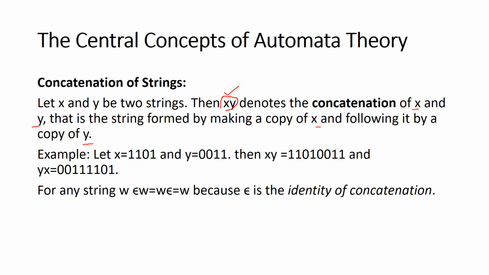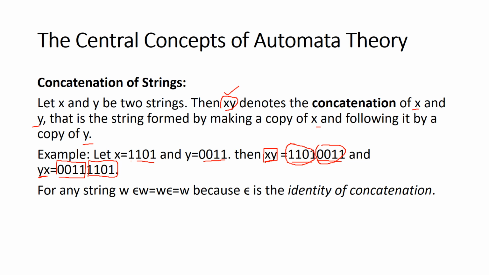So let us look at a few examples. Let x be equal to 1101 and y be equal to 0011. Then xy is equal to 11010011. So a copy of x, which is 1101, is followed by a copy of y, 0011, and this is called xy, which is the concatenation of strings x and y. The concatenation of strings yx is going to be a copy of 0011, which is y, followed by 1101, which is x. So xy is a different string from yx.